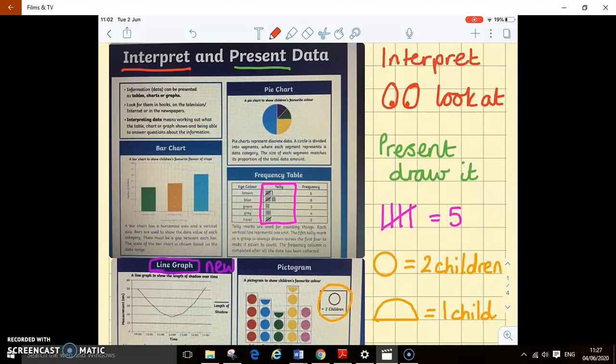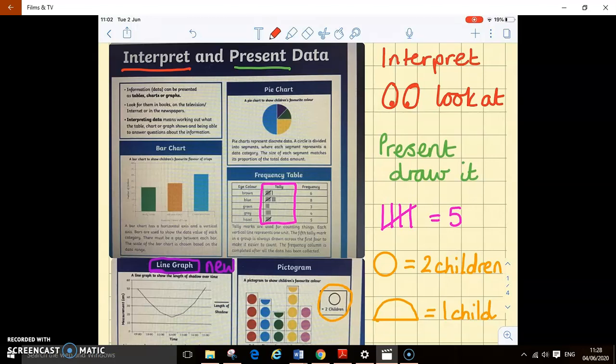There's a pie chart on there. So pie charts are broken into sections, into segments, and each segment represents some data category. So this is a pie chart to show children's favourite colours, and we can see the most popular colour is blue, and the least popular colour on there, well, it looks like it's a tie between green and purple.